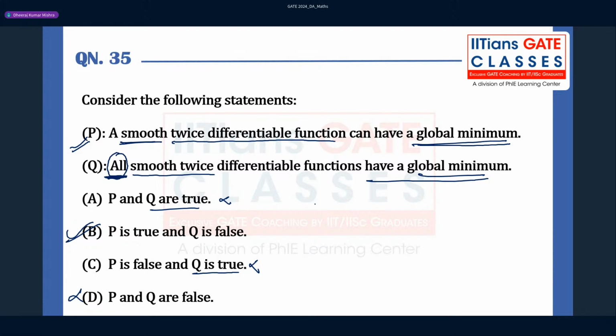So P is true and Q is false, right? If you take f of x equal to ax square plus bx plus c, this can be twice differentiable since it is smooth also, right? But not all smooth twice differentiable functions have global minima, right? That is what you have to keep in mind. Let us move to the next question.